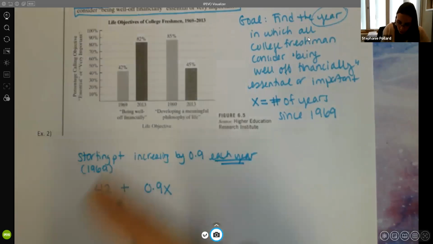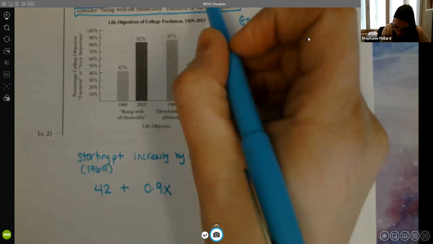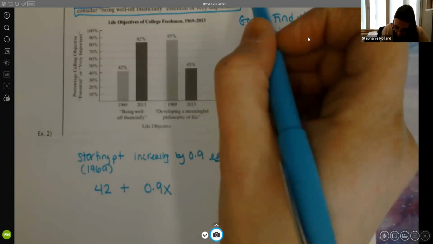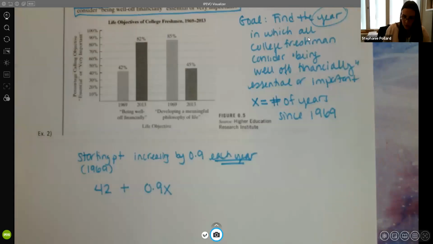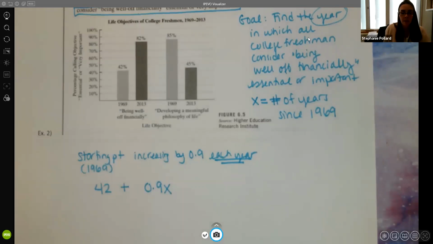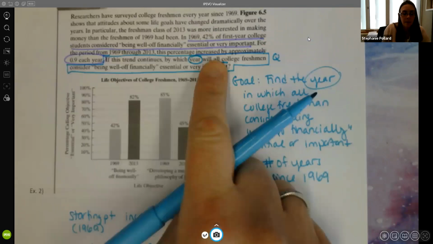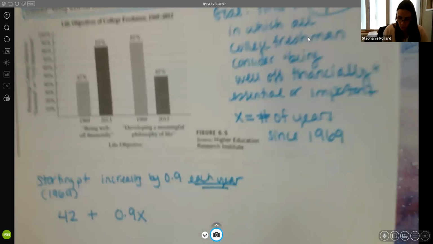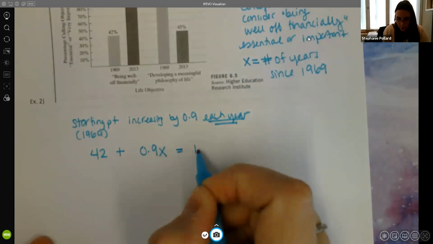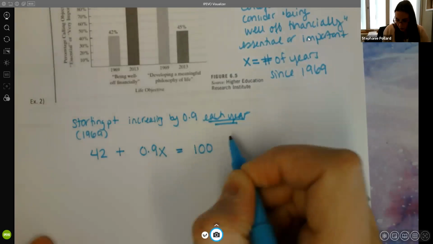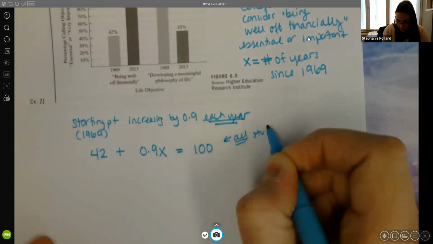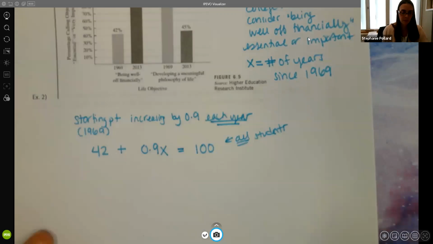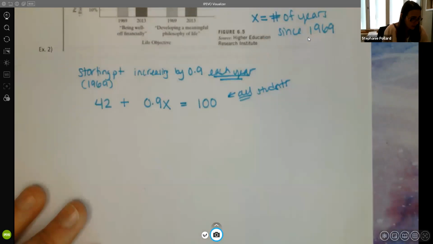Now, I want to know when all college freshmen consider being well off financially essential or important. We see that word all there. So if all college freshmen consider this to be essential, all means 100% of the students. So if I'm talking percents here, I want to know when this is equal to 100%. So that is all students. And now I can go ahead and solve.